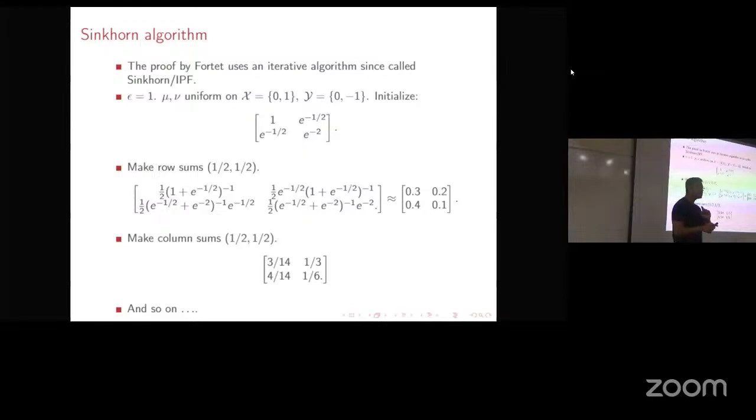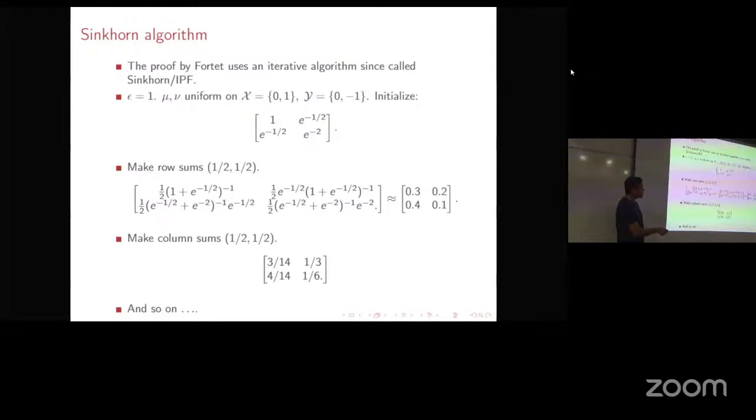This matrix does not have my correct marginals. If I add these two, I don't get half-half row sums, and I don't get half-half column sums. This is what I'm looking for. How will I get this? Well, it's very easy. At the first step, I want to make my row sums half-half by dividing the row elements by the row sum and then multiplying by a half. So my row sum is 1 plus e to the power minus 1 half. I divide by 1 plus e to the power minus 1 half and multiply by half. So I get e to the power minus 1 half over 1 plus e to the power minus 1 half, and 1 over 1 plus e to the power minus 1 half, times a half. And when I do this, I get my row sums to be half-half.